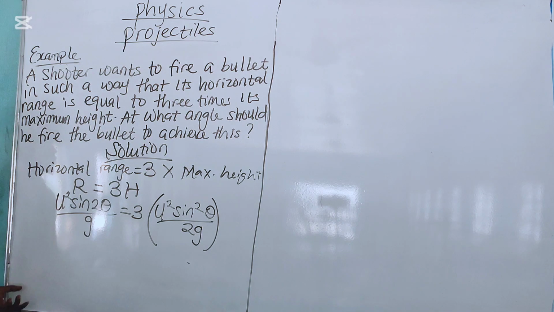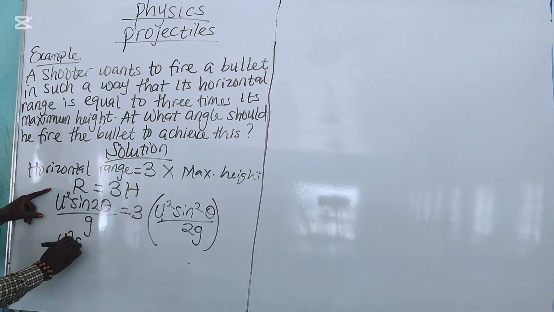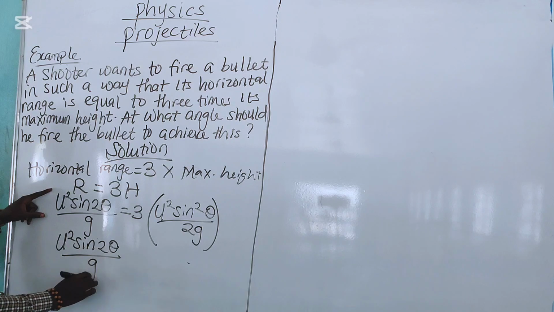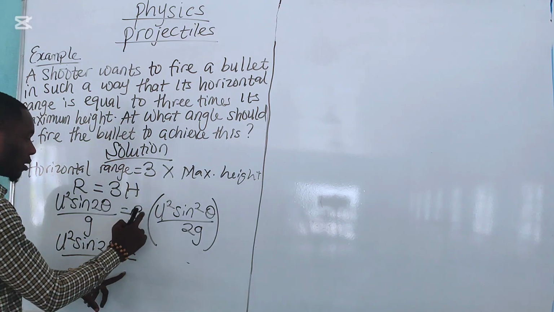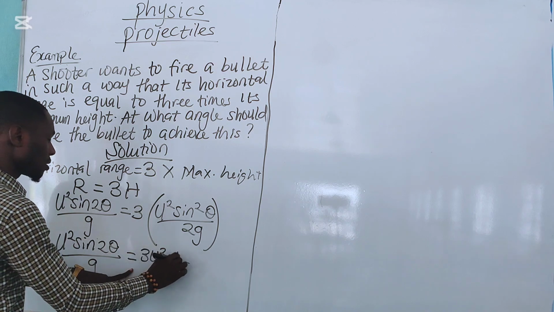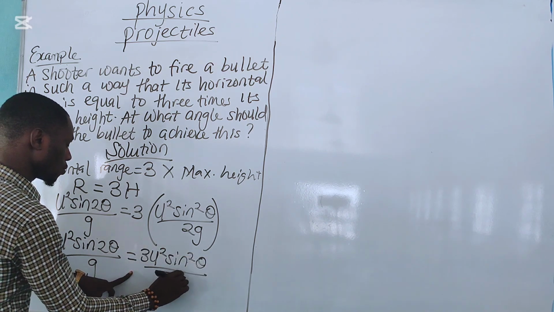In this case we are looking for theta. So let's play with this equation to obtain the value of theta. We'll open the brackets. We still have u square sine 2 theta over g equals 3 times this, which is going to be 3u square sine square theta over 2g.